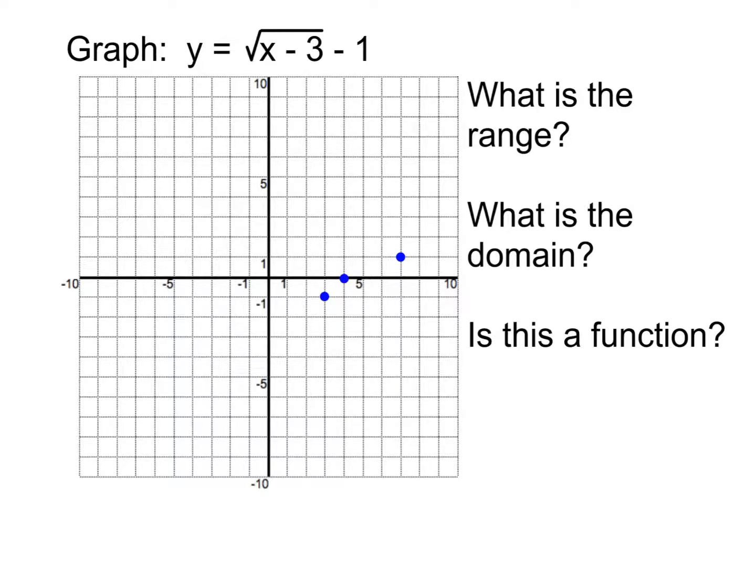And then from there, I would then go over 9 and up 3. But unfortunately, in this case, that takes me off the graphing grid. So I don't need to plot that point. I can go ahead and draw the curve in from there.